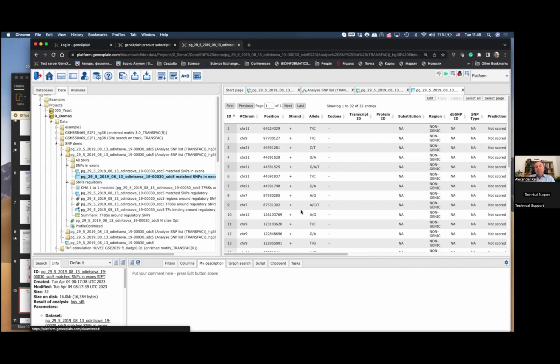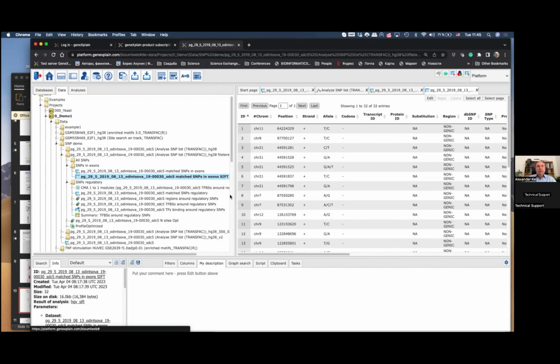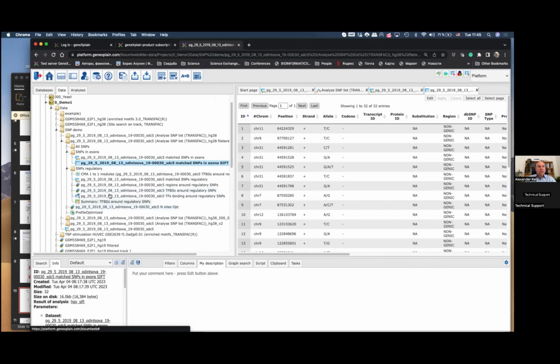Okay, so their influence is really soft. It's in the regulatory regions of genes. It's changing motifs, and that's very difficult to analyze, and not very many tools can do that. Okay, so we are now understanding what's happening with SNPs in exons. Now let's have a look at SNPs in introns.